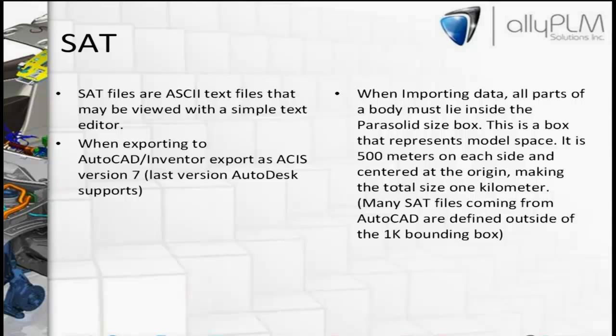Also, and I've even seen this here, when you're importing data and it's running through the Parasolid kernel, it needs to lie inside a box. This is an imaginary box that represents the model space that'll be imported, and it's about 500 meters on each side, so you have a total box that's 1000 meters, or a kilometer, across on each side. That box is centered about the origin.